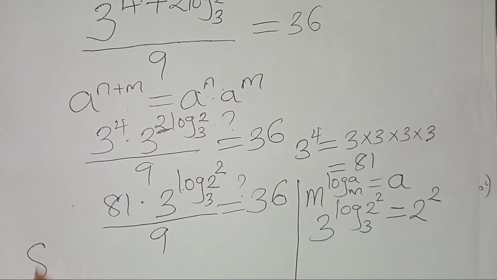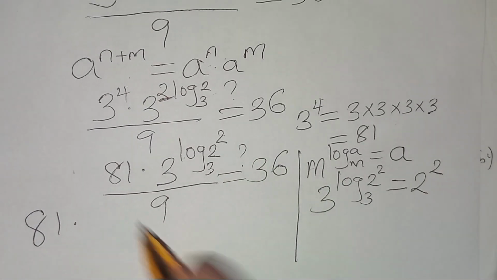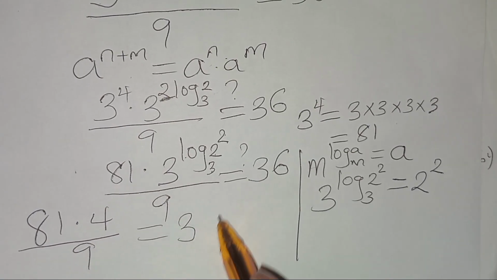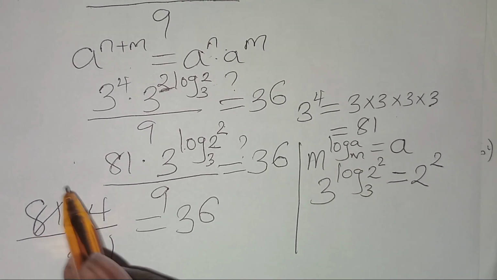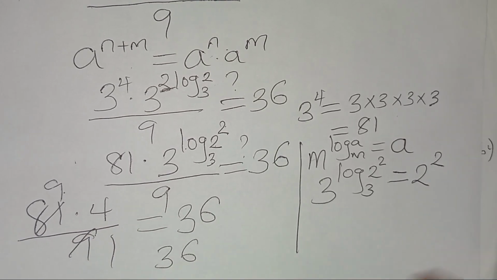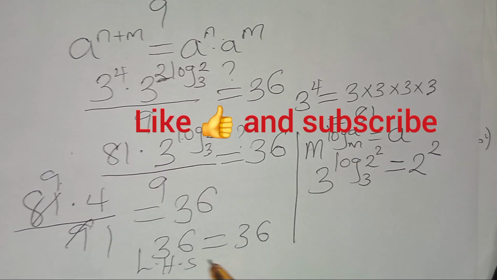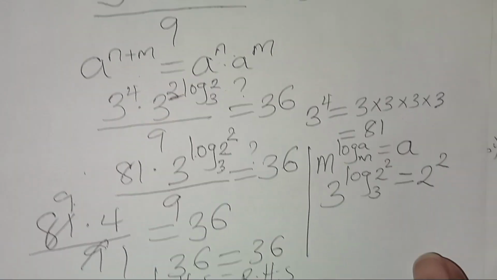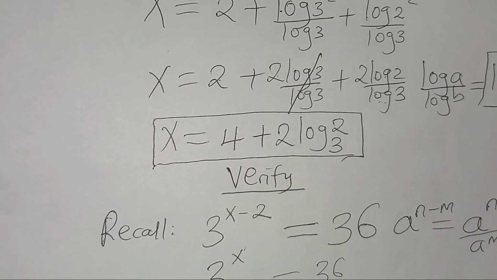We'll have 81 multiplied by 2 squared, which is actually equal to 4, divided by 9, and this should give us a value of 36. Now, if we simplify here, 81 divided by 9 is 9. So we'll have 9 times 4, which is basically equal to 36. And this is equal to 36. So the left-hand side is basically equal to the right-hand side, okay? And that affirms that the value of x, which is 4 plus 2 log 2 to base 3, actually satisfies the equation.